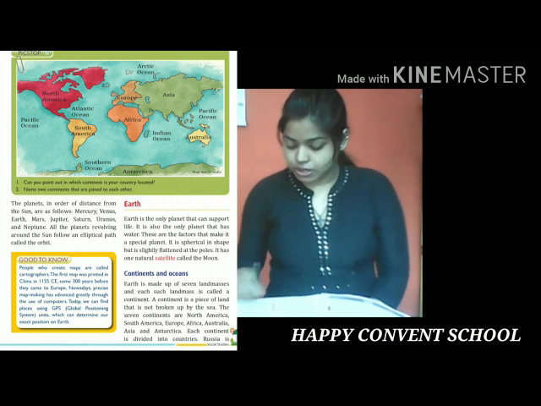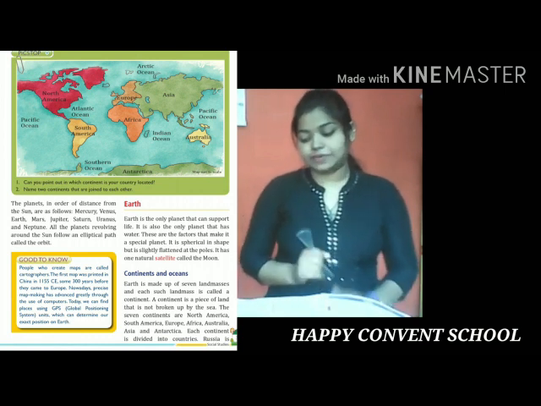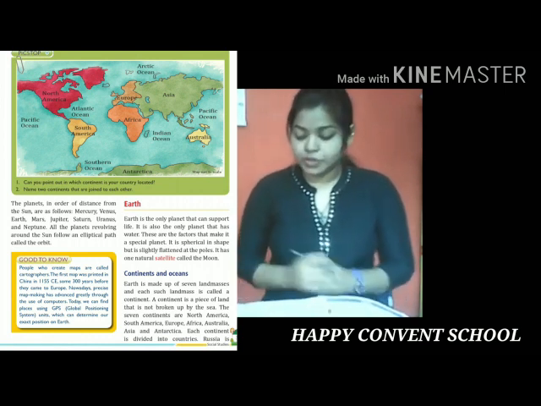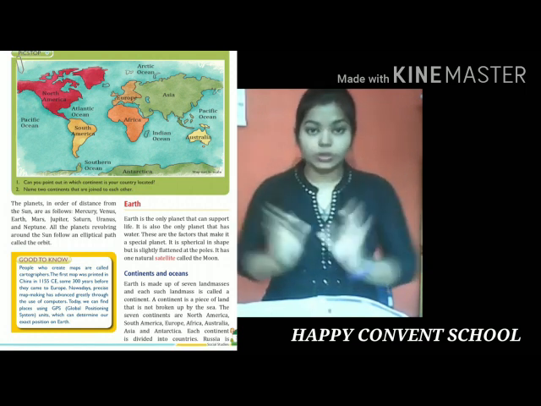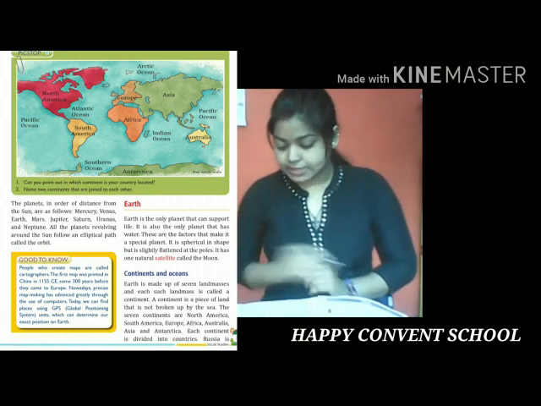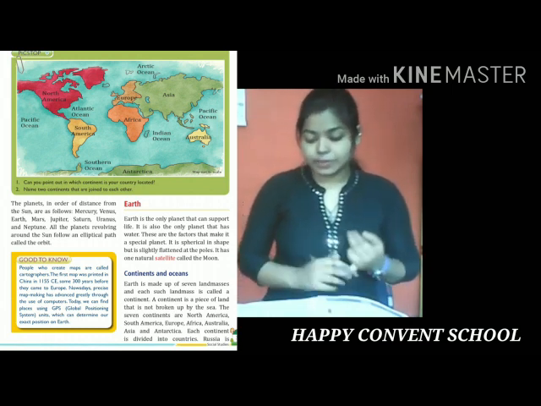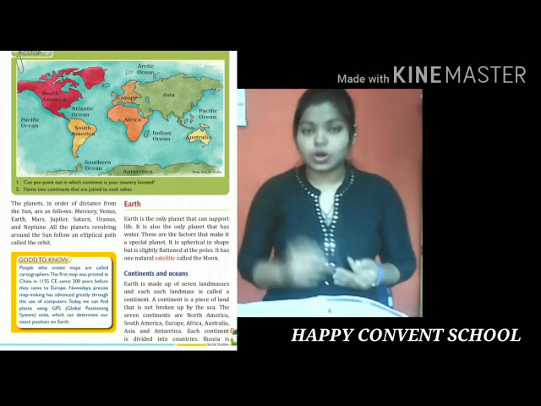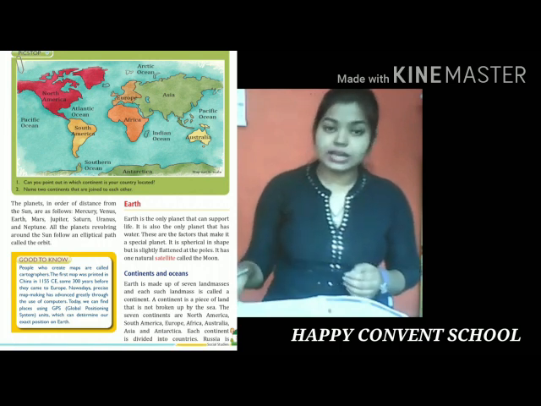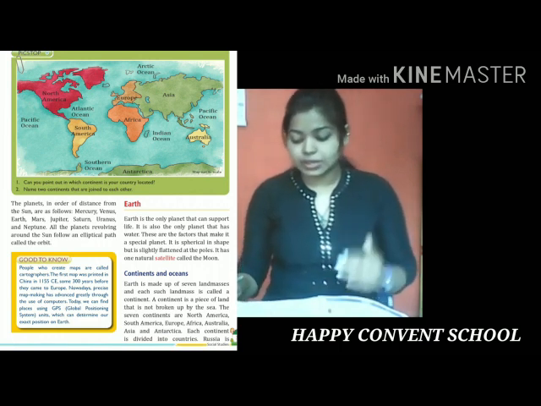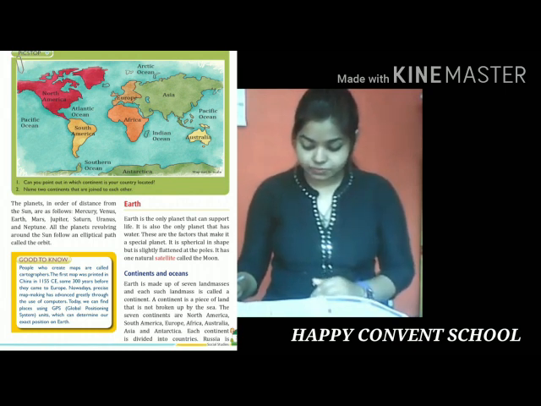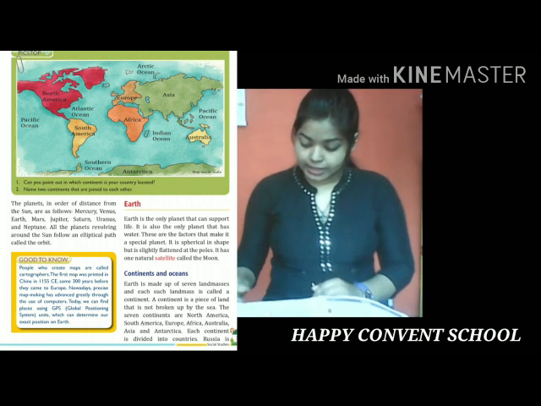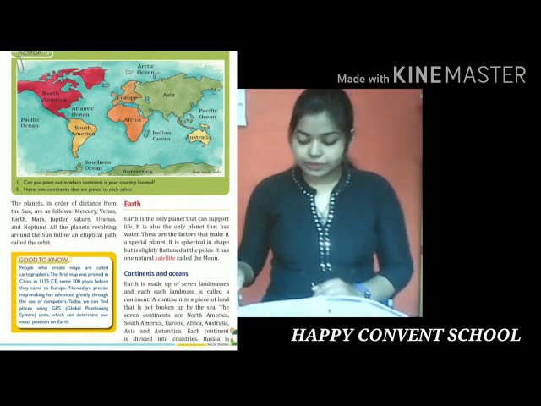Okay, so how many landmasses like that does Earth contain? 7. So they are called continents. A continent is a piece of land that is not broken up by the seas. As a whole, it is land. The 7 continents are North America, South America, Europe, Africa, Australia, Asia, and Antarctica. So these are the 7 continents. Okay, and in which continent are we living? We are living in Asia.